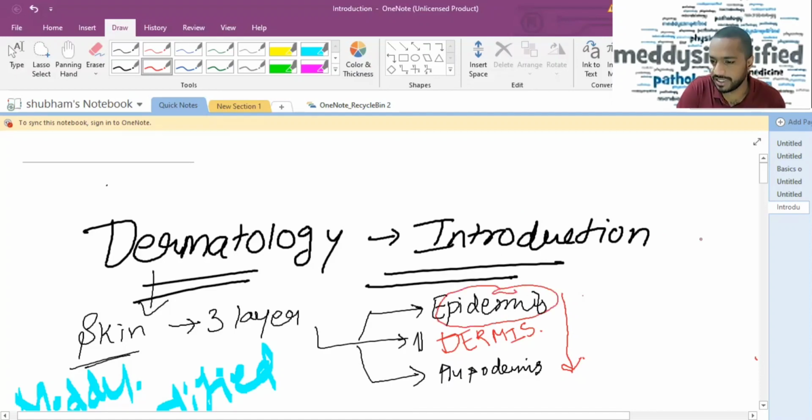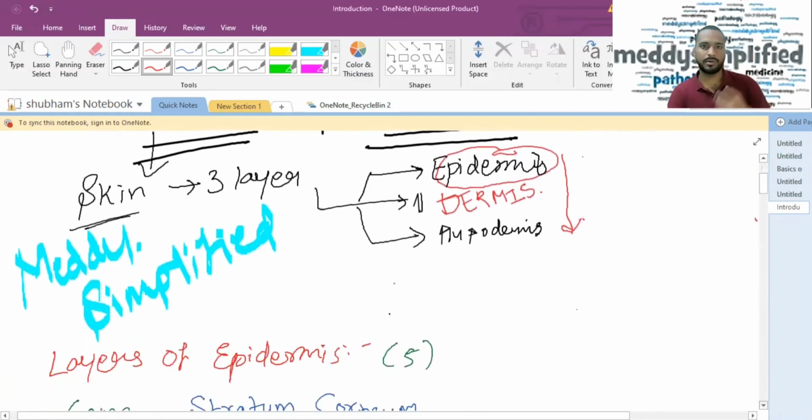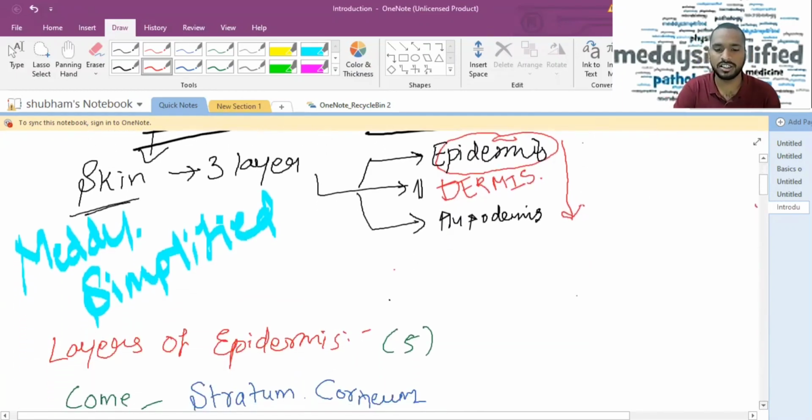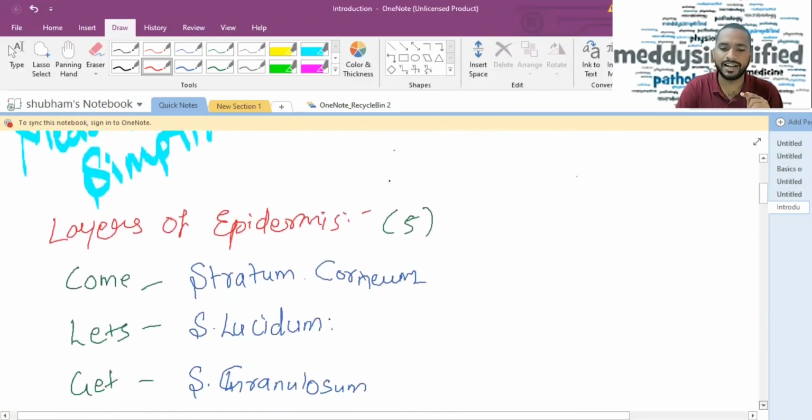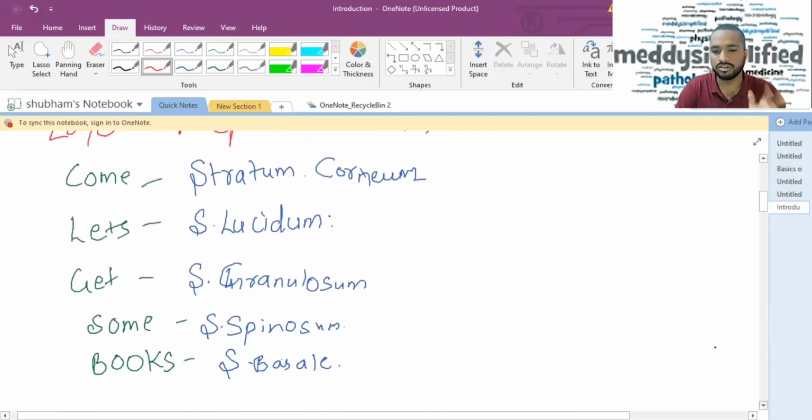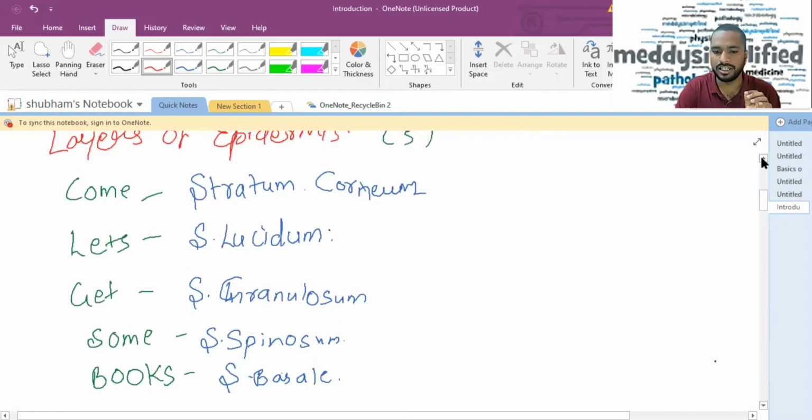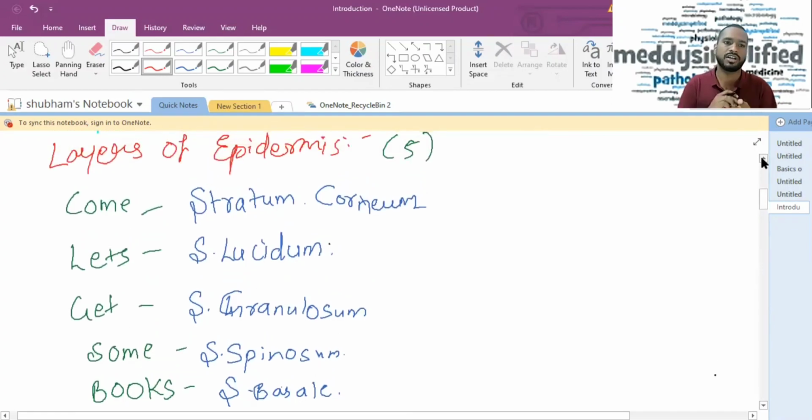So the epidermis basically has five layers. To remember those five layers, I have a mnemonic: come let's get some books. So this is the mnemonic to remember the layers of the epidermis. Come is for stratum corneum, let's is for lucidum, get for granulosum, some for spinosum, and books for basale. So come let's get some books: stratum corneum, stratum lucidum, stratum granulosum, stratum spinosum, and stratum basale.